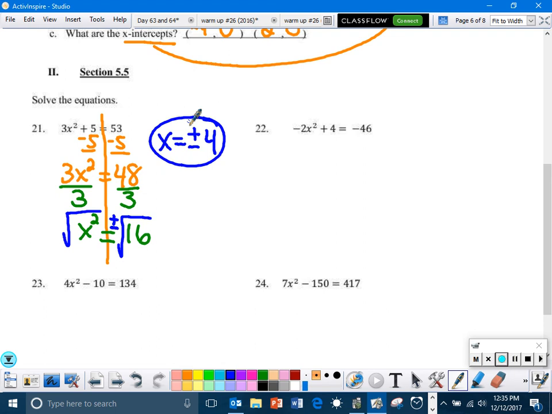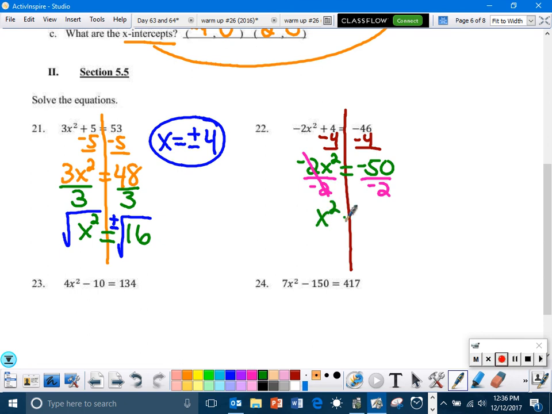All right, moving on, number 22. Step 1. Step 2. Okay, the last step, square root. Again, don't forget the plus and minus. So 25 is a perfect square, so our final answer is x equals positive or negative 5.